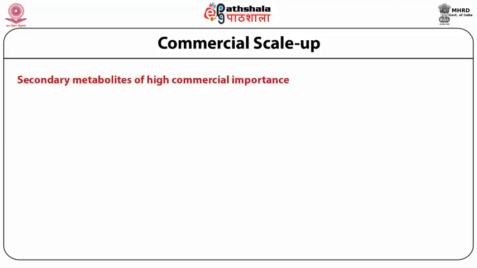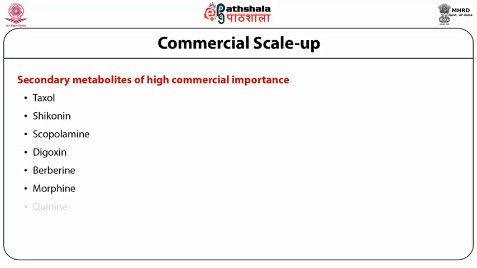Some of the secondary metabolites which have commercial importance and which are being produced at commercial scale are Taxol, Shikonin, Scopolamine, digoxin, berberine, morphine, quinine, vinblastine, atropine.